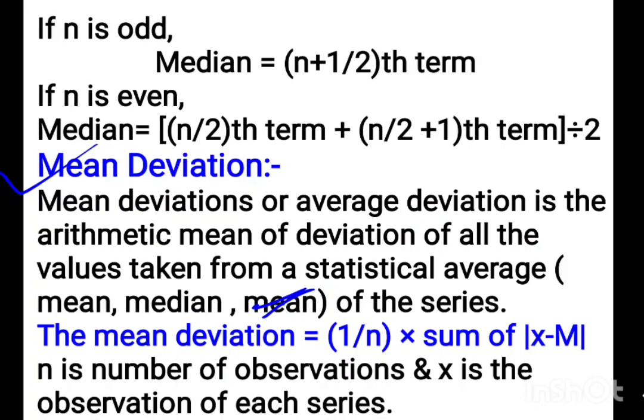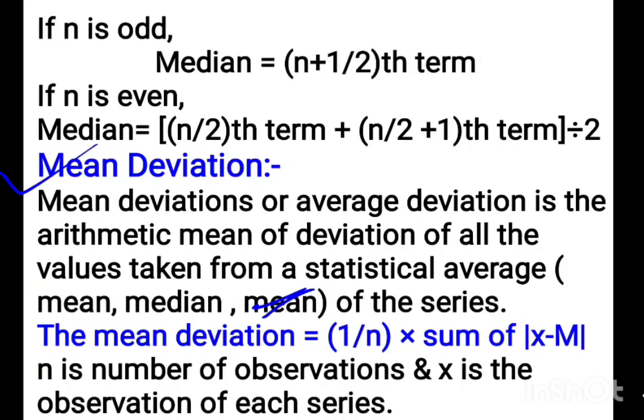That means mean deviation or average deviation is an arithmetic mean of deviations, taken from statistical averages such as mean or median. So mean deviation or average deviation is the arithmetic mean of deviation of all the values taken from the statistical average, which may be the mean or the median of the series. There is a formula: mean deviation equals 1 by n into the sum of mod of x minus capital M.